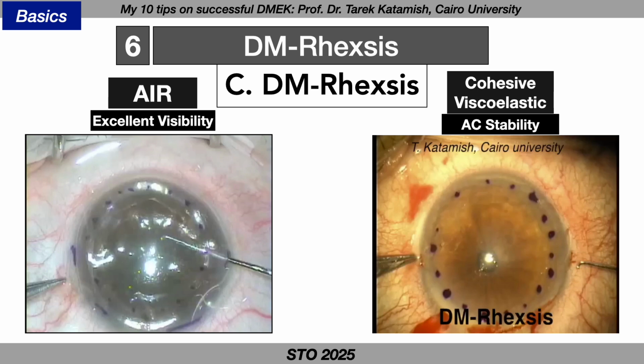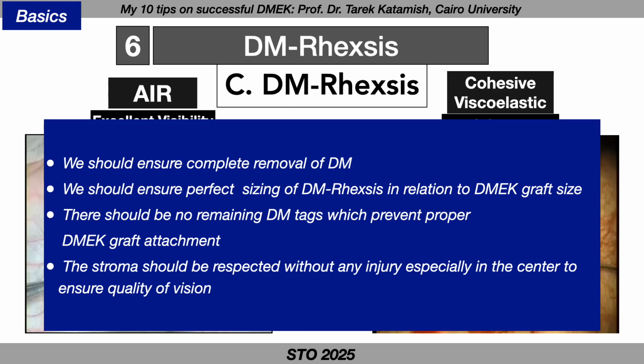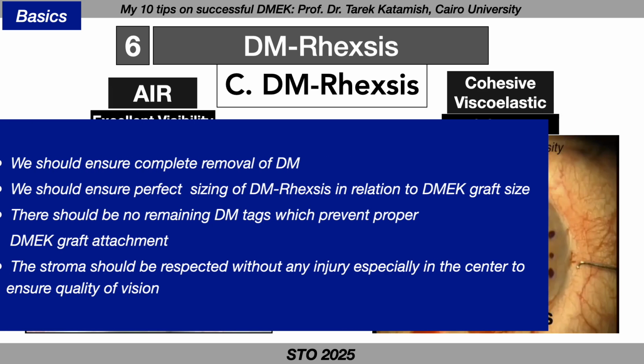Tip number 6, patient preparation, and the most important step is descemetorhexis. We should ensure complete removal of Descemet membrane. We should ensure perfect sizing of the descemetorhexis in relation to the DMEK graft size. There should be no remaining Descemet membrane tags which prevent proper DMEK graft attachment. The stroma should be respected without any injury during stripping, especially in the center, to ensure quality of vision.